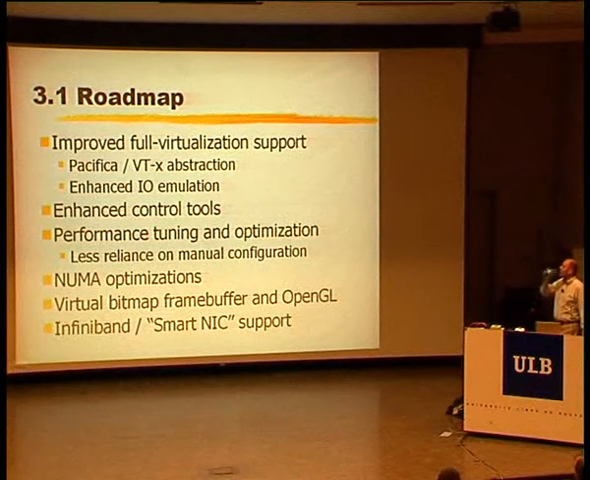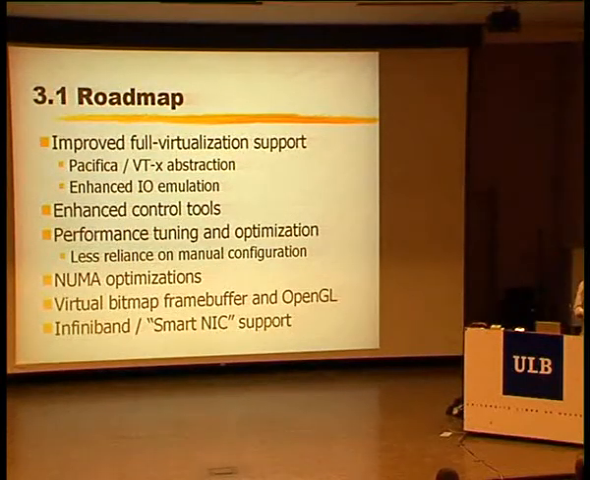So if we look at what's coming next, we're putting an awful lot of effort into making full virtualized, i.e. unmodified guests, work as well as we possibly can. We want to be able to run Windows really well. There's also work going on on the various control tools for Xen to provide nicer user interfaces and make it easier for people to play with Xen and install guests on it. There's also a lot of work we need to do on automatic performance tuning and optimization. I'm afraid that today, to get the best possible performance out of a Xen system, you need to be quite a guru and know what's going on and know how to assign virtual CPUs to physical CPUs and stuff like that. We really want to do better in the next release and make more of that stuff automatic.